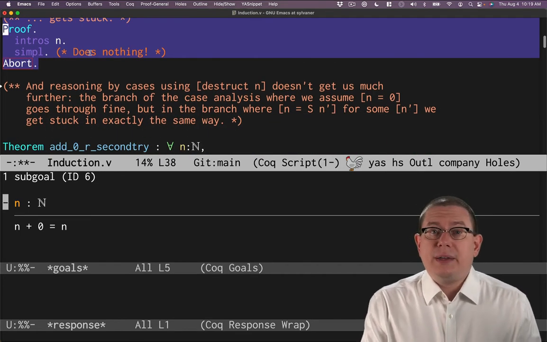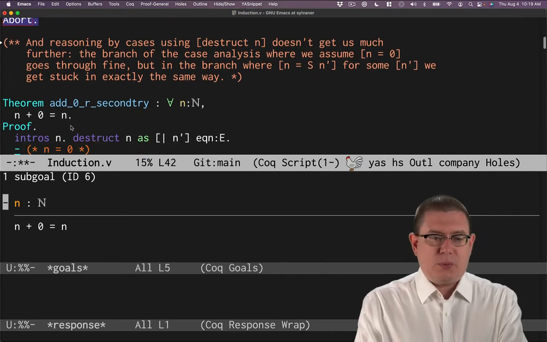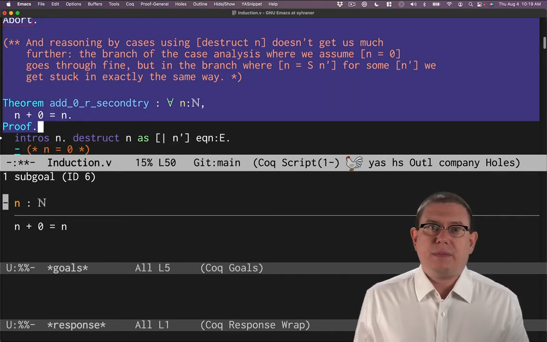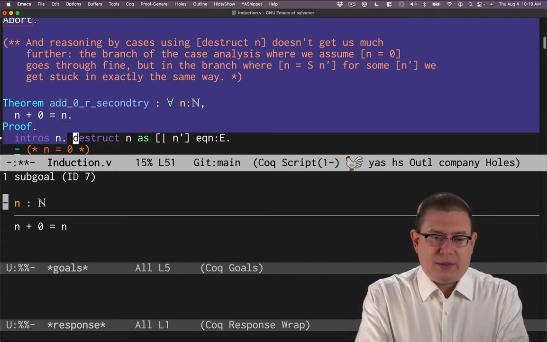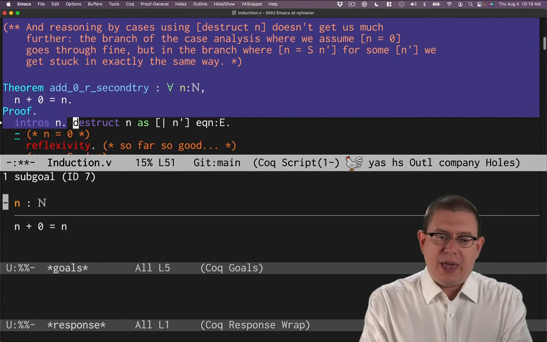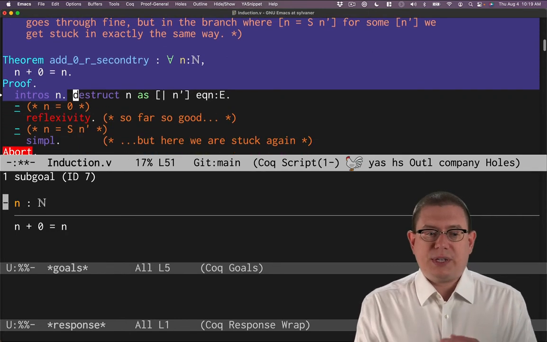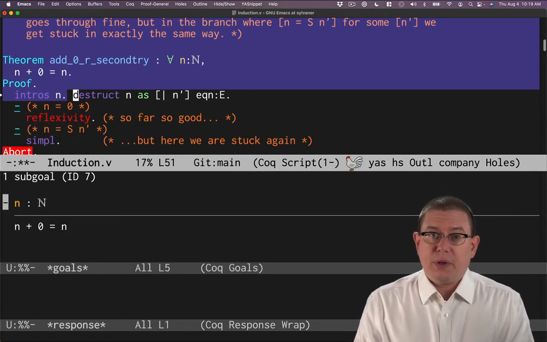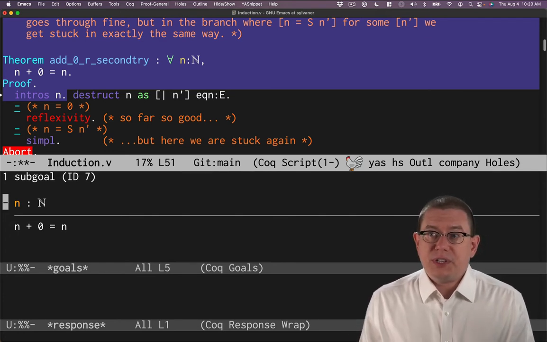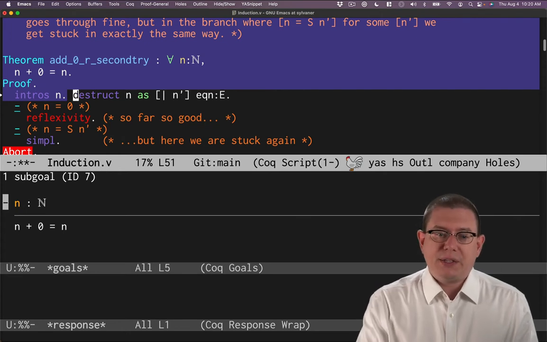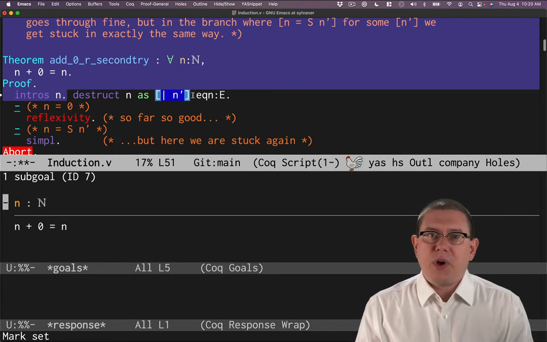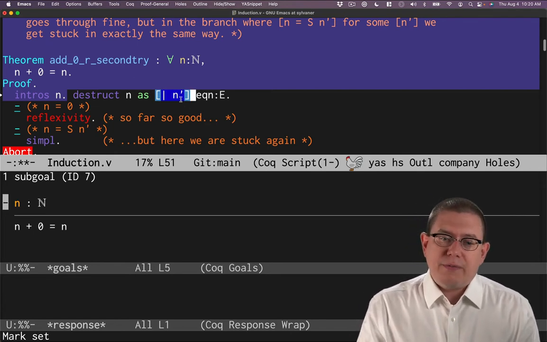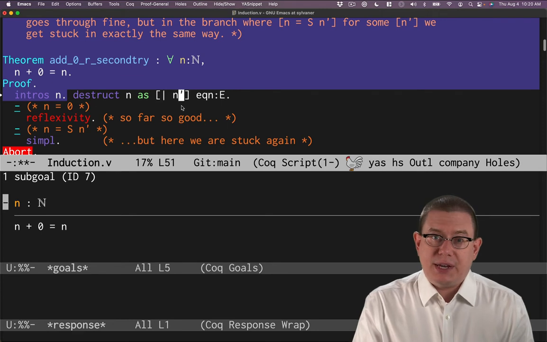Okay, so simpl doesn't work. Reflexivity doesn't work. We know about destruct. Maybe we should try destruct. Let's introduce n. Now we can do the case analysis on whether n is 0 or the successor of some other natural number. Recall, there's a syntax for introducing variable names for the data carried along by constructors, and it's called an intros pattern. So this piece of syntax here written in the square brackets is an intros pattern. It's a way of introducing variable names for the data carried by constructors.